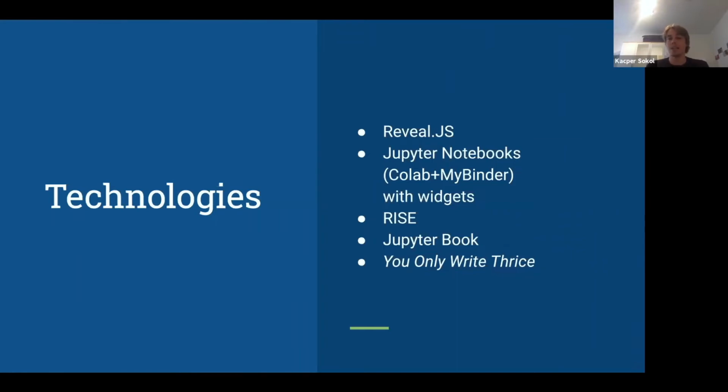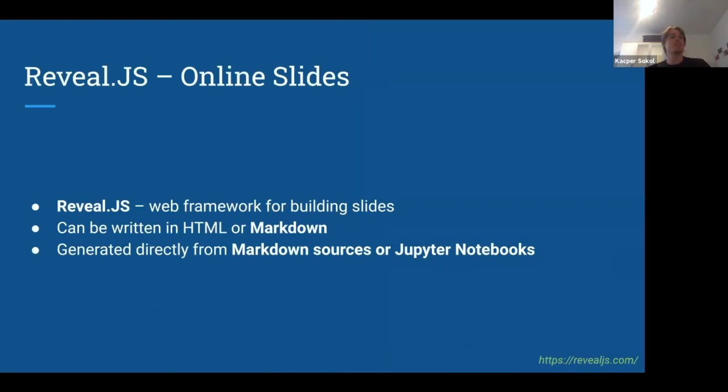Then I'll show you RISE, which is a plugin for Jupyter Notebook that allows you to create interactive slides based on Reveal.js with widgets and what have you. And then finally, Jupyter Book, which is a framework for building online articles. Then all of this comes together within a process which I call You Only Write Thrice. So this is basically a first step towards maintaining a single source and generating all of these different outputs based on these technologies. So let's start with Reveal.js.